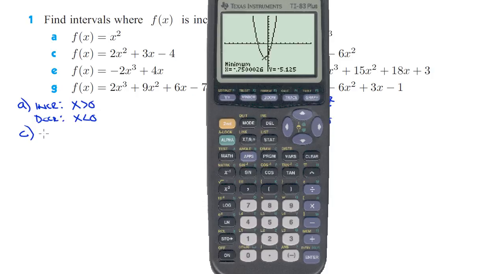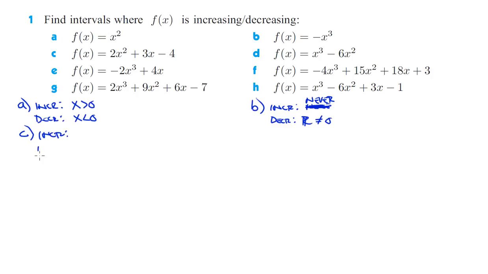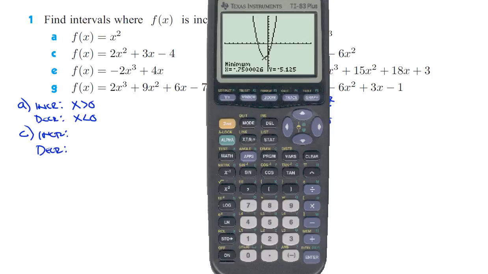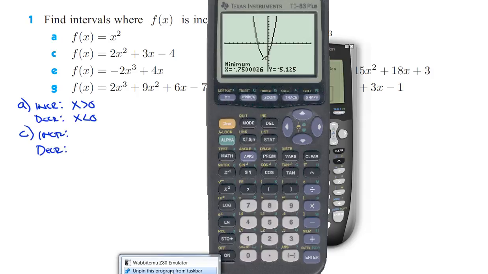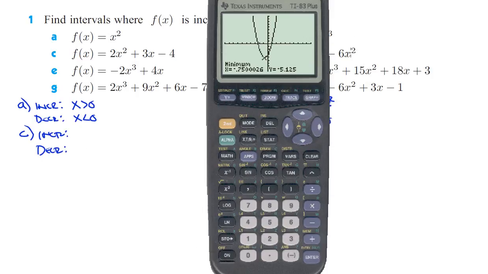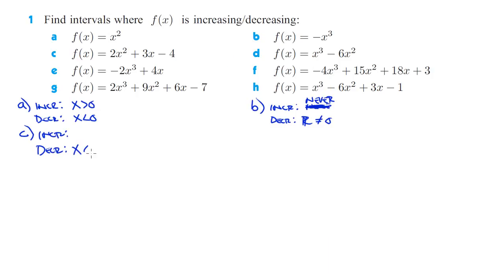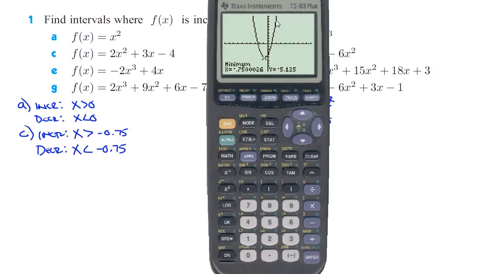So it is going to be decreasing when it's less than -0.75. So let's see, we'll write increasing and decreasing. So again, on our graph, oops, wrong one. Let's get rid of that. Oops, sorry, that's the other calculator. So it is decreasing when x is less than -0.75, and then it's increasing when x is greater than -0.75, right? Because it's just increasing on the other side of that.